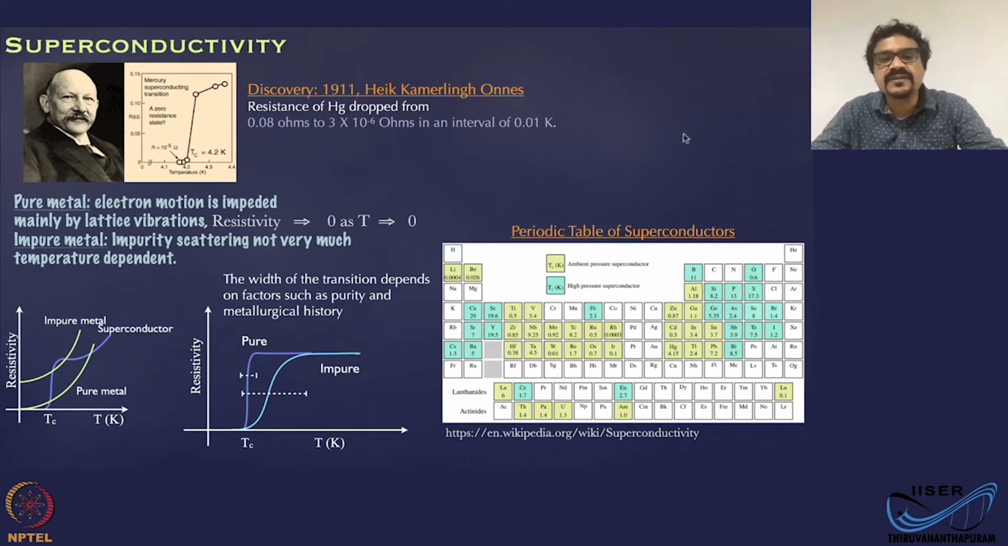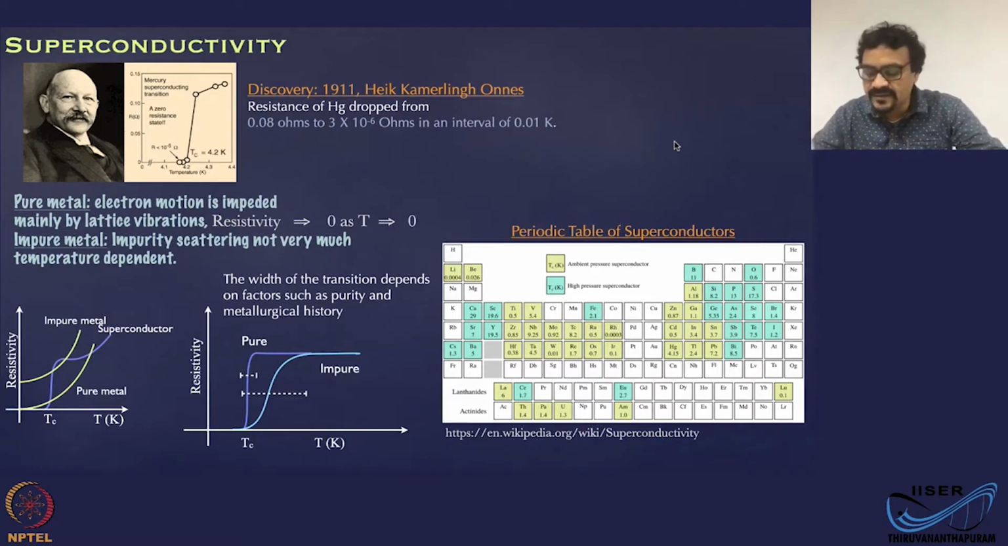Now, this drop of resistance to zero from a finite value for a superconductor can also be slightly broader. That again depends on the width of the transition, which depends on the purity of the metal, its metallurgical history, and various other parameters. But this drop happens at finite temperature. That is the main signature.